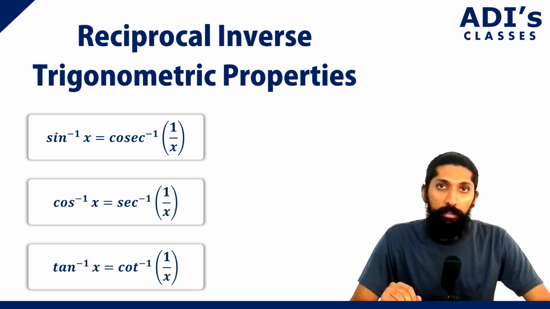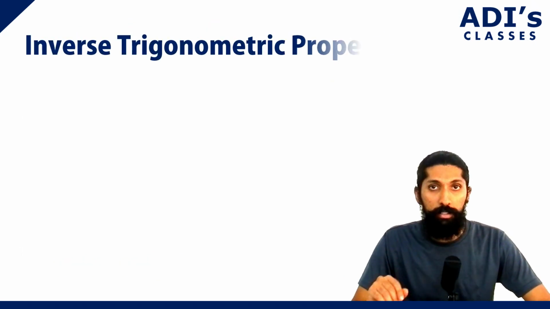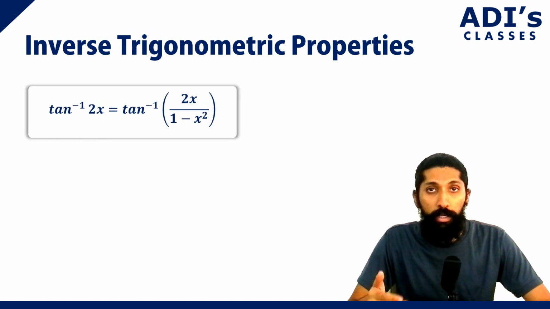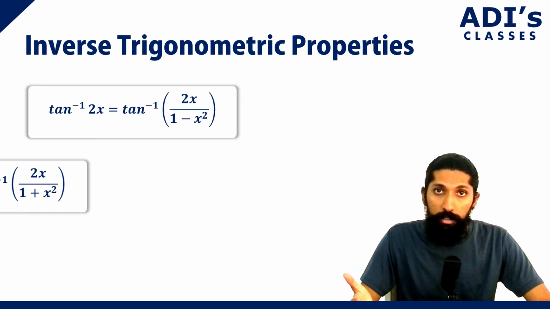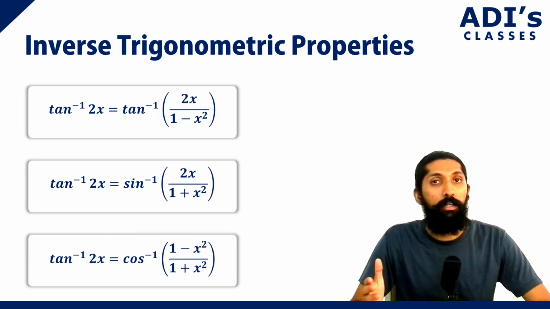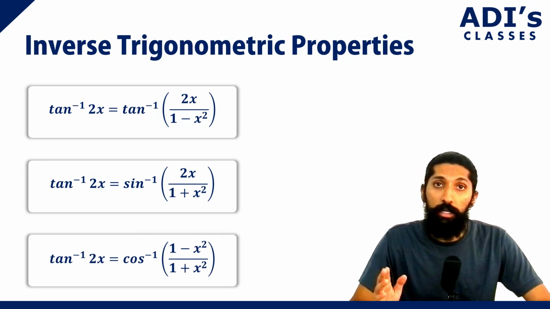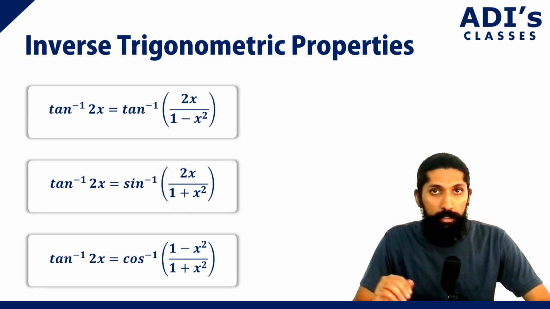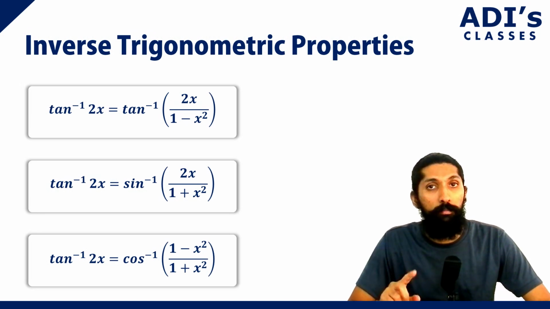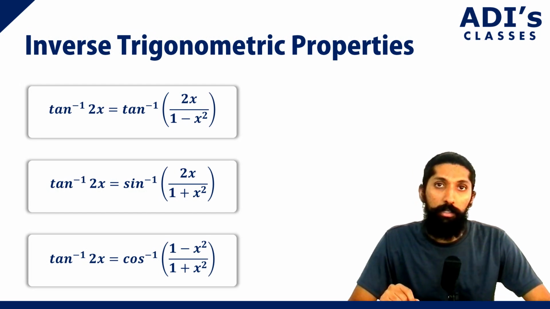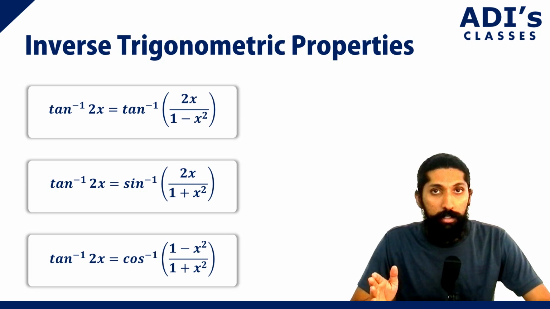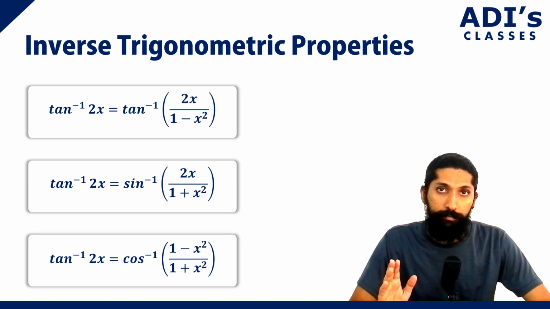Then after that, we did properties based on tan inverse, isn't it? 2 tan inverse of x, we can represent in terms of sine inverse, cos inverse, and tan inverse. In terms of sine inverse, it is sine inverse of 2x by 1 plus x square. In terms of cos inverse, it is cos inverse of 1 minus x square by 1 plus x square. And in terms of tan inverse, it is tan inverse of 2x divided by 1 minus x square.